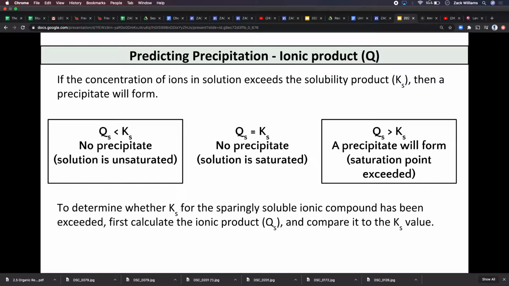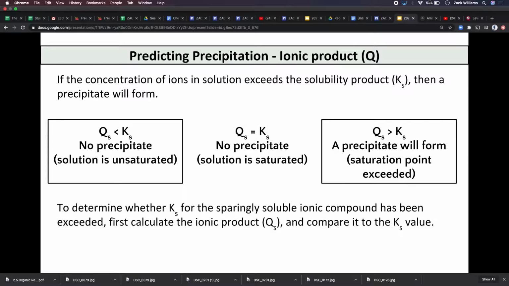All about predicting precipitation. So we're moving on from the common ion effect. Given the concentrations of two ion species, we can predict in advance whether they're concentrated enough to cause a precipitate to form, or if they're too dilute and more can dissolve before a precipitate will form. If the concentrations of ions in solution exceed a quantity that is greater than Ks, the solubility product, a precipitate will form.